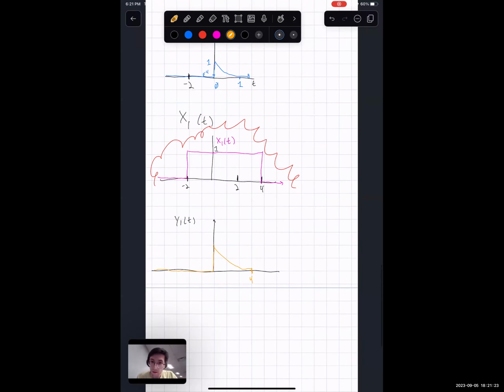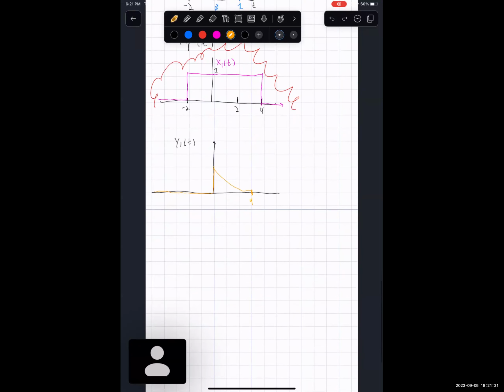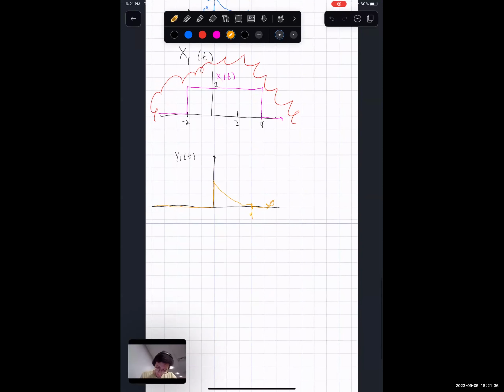Okay, and then what happens after 4? x1 of t becomes 0. So what do we think happens, guys? Everything becomes 0. Perfect. So then this is 0. Okay, so this is how it's going to look.